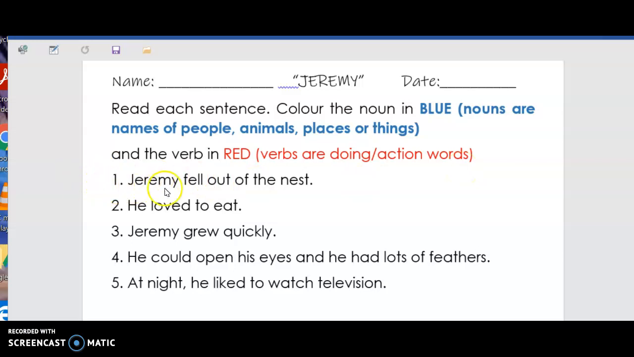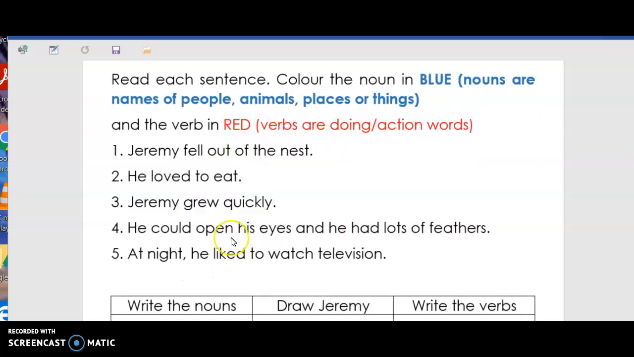So you read the first sentence. Decide, is there a noun in this sentence? If you think there's a noun or more than one noun, you colour it in blue. Just colour the word in blue. If you think there is a verb in this sentence, you colour the word or the verb in red. So there's your 5 sentences to do that with.